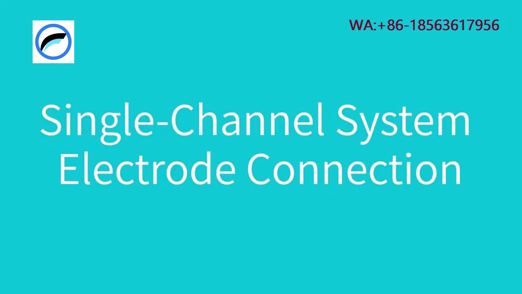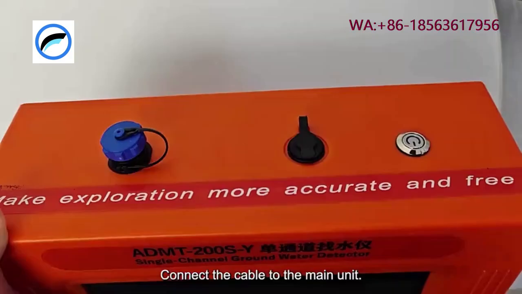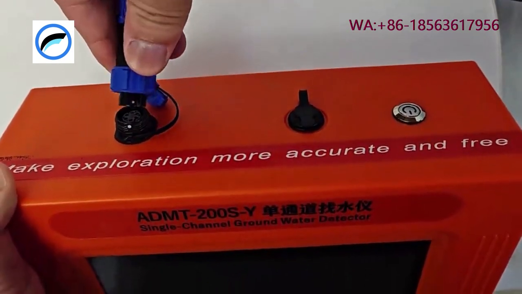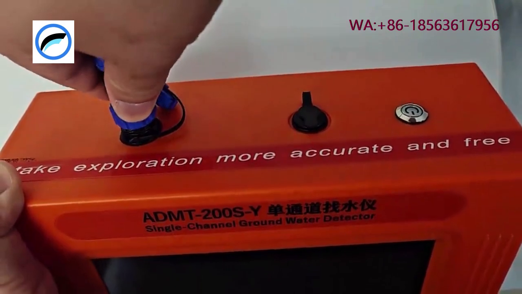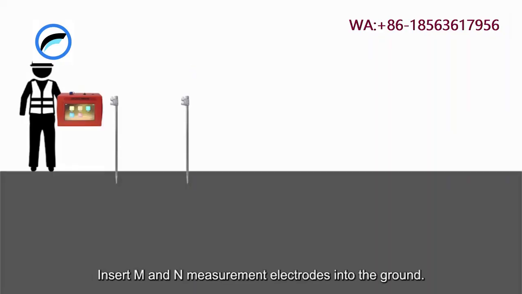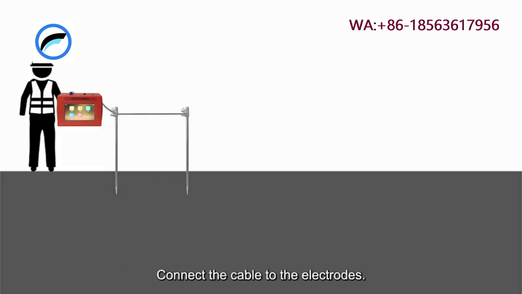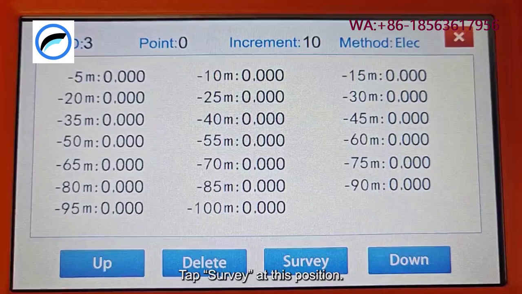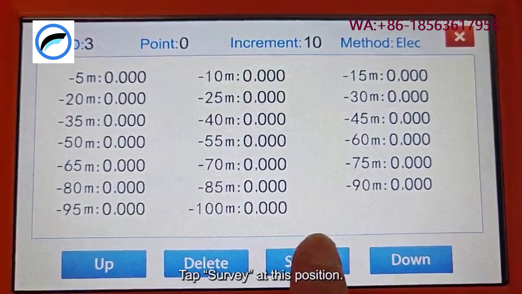Single-channel system electrode connection. Connect the cable to the main unit. Insert M and N measurement electrodes into the ground. Connect the cable to the electrodes. The survey point is the center between the M and N electrodes. Tap Survey at this position.